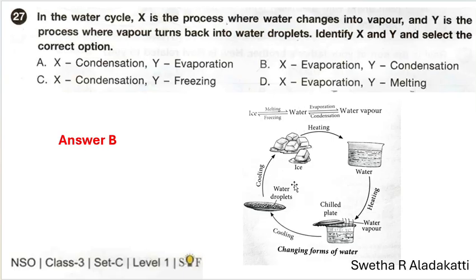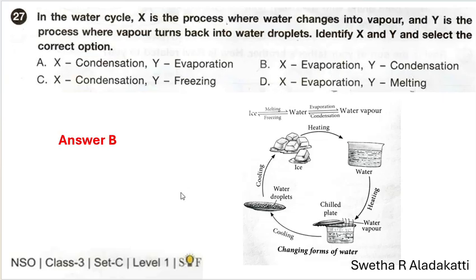Water droplets to water is called condensation. Now, when water is cooled, on freezing, when we put it in the fridge, it forms ice. So this is called freezing. Water to ice forms on freezing. So ice melts at room temperature back to water. So this is called melting. So here the answer is X evaporation, Y condensation.